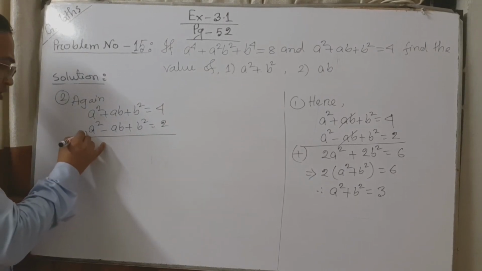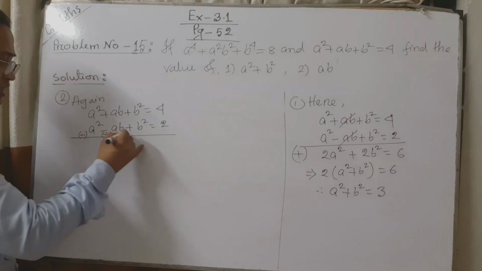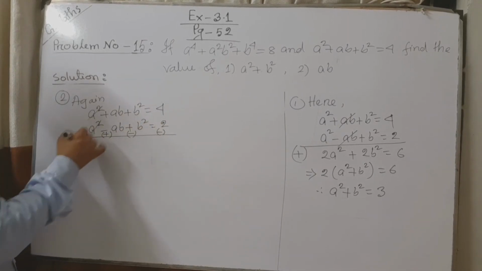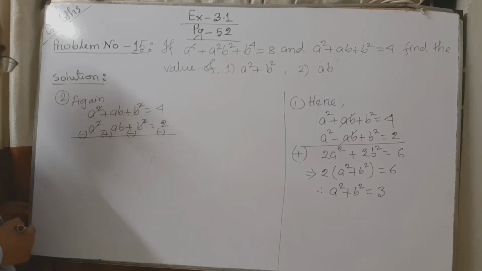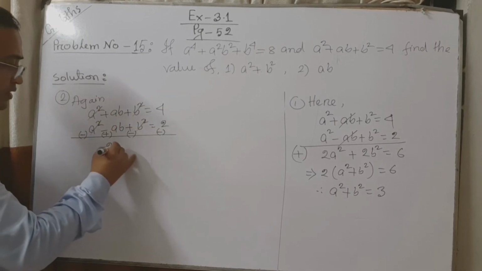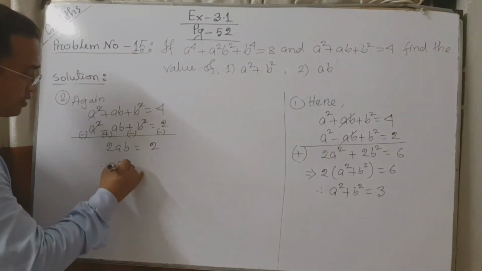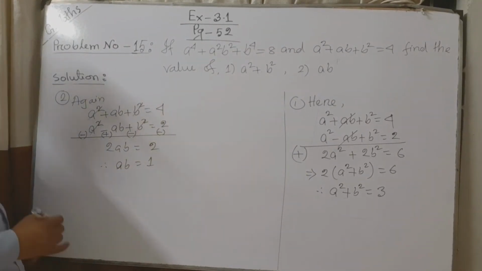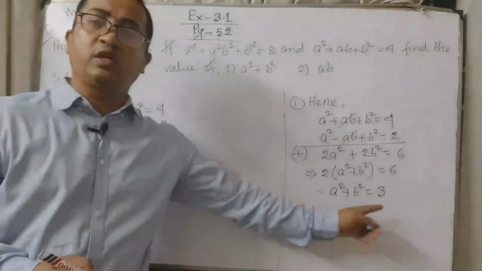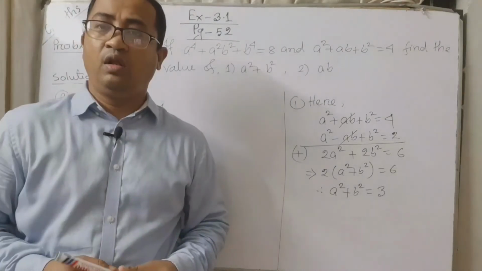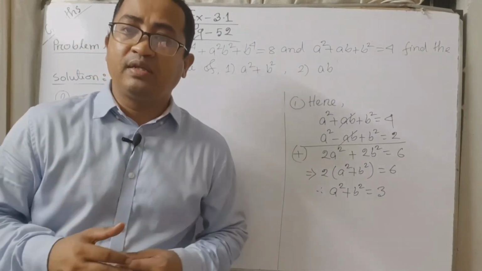Look, it will be subtraction, addition, subtraction, subtraction. So this 2 will be cancelled and b square also will be cancelled. It will be 2ab. 2ab equal to 2. Therefore, ab equal to 1. So the value of a square plus b square equal to 3 and the value of ab is equal to 1. Already we have completed this chapter.